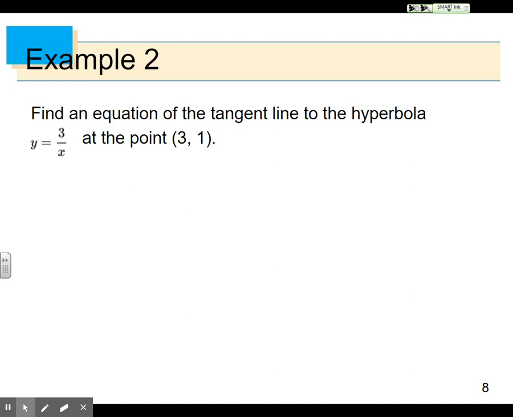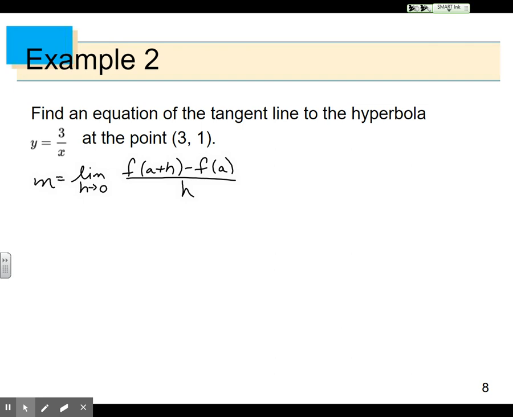So we have this, what is that? That's like a rational function, hyperbola, 3 over x at the point (3, 1). I want to find the equation of the tangent line there. I'm going to use my new formula, that limit as h approaches 0, and see if that looks a little better to me. Okay.